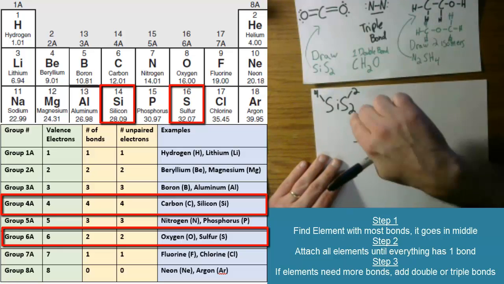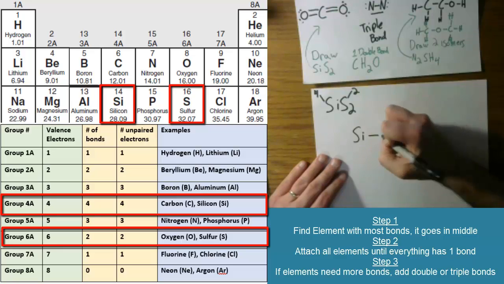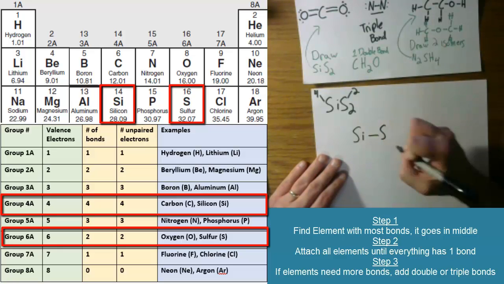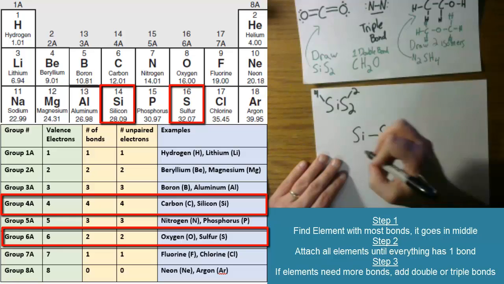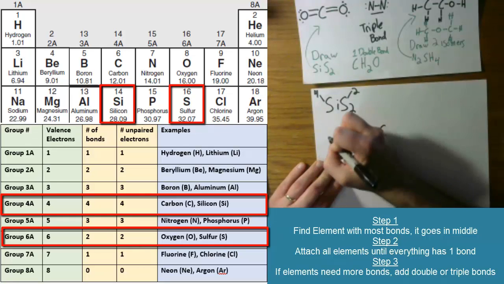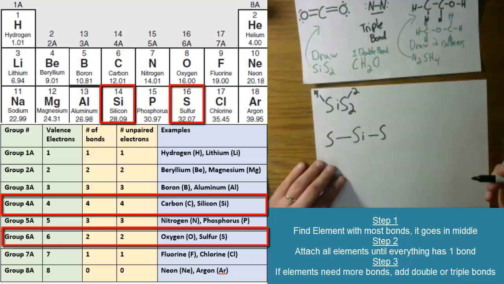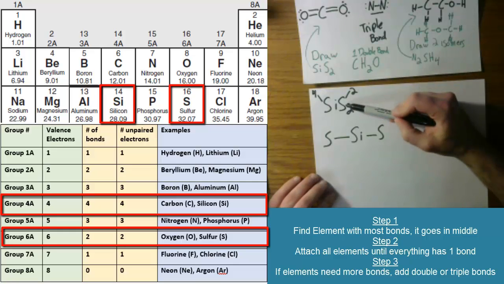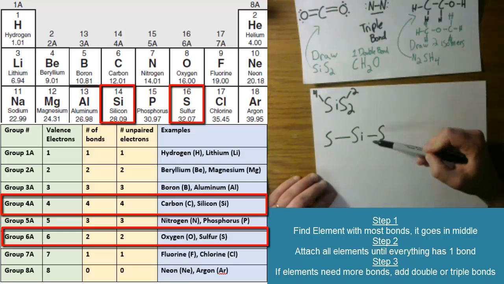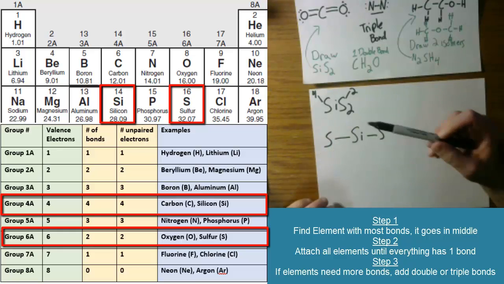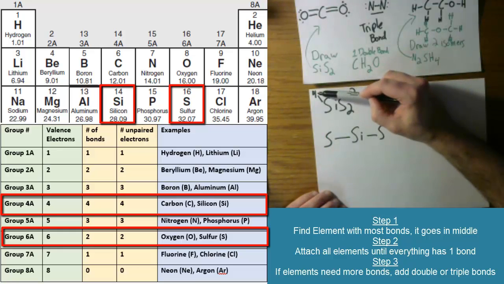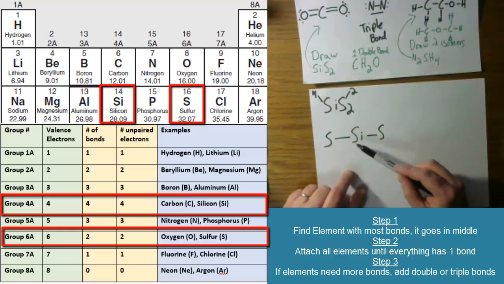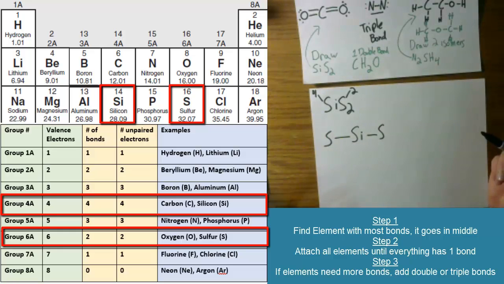So I'm going to start by attaching the 2 sulfurs. So we have one line here showing the sulfur is connected to silicon, and one line here showing the other sulfur is connected to silicon. At this point, you would look at it and go, okay, all the pieces are connected, but we haven't done enough bonds. Both sulfurs are supposed to have 2 bonds, and both sulfurs only have 1 bond. Silicon is supposed to have 4 bonds, but instead it only has 2 bonds. So to fix that, we are going to have to use double bonds.